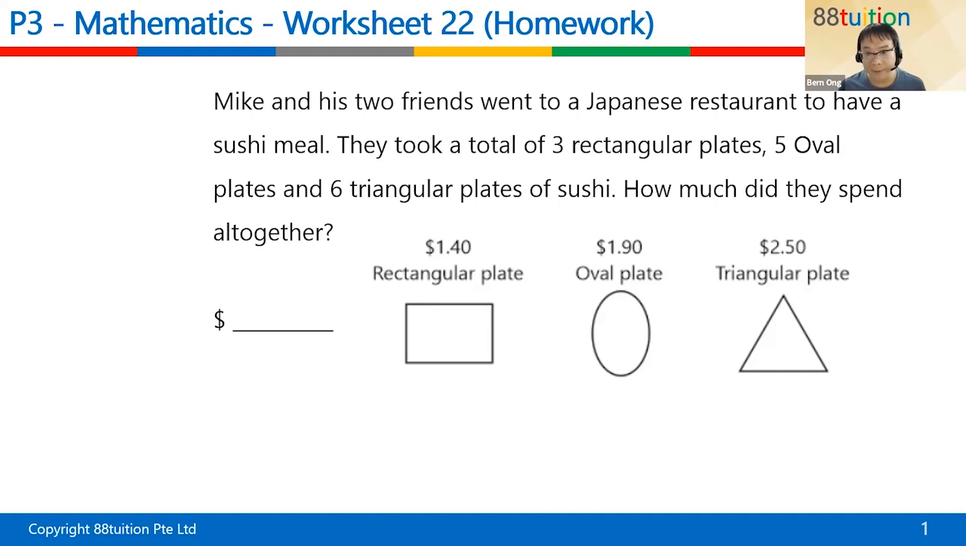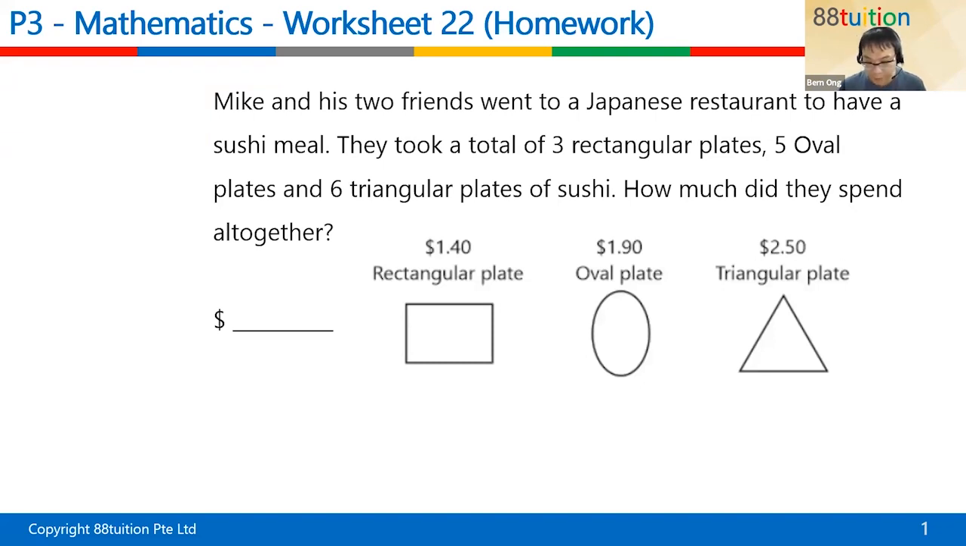Can you understand the question? It's like you and me, and maybe another friend of ours, went to the Japanese restaurant to have sushi. They have this conveyor belt that carries sushi, but the sushi comes in different plates. This time, it's not colored plates; it's actually the shape of the plates that is different. So we have the oval shape, the rectangular shape, and the triangular shape.